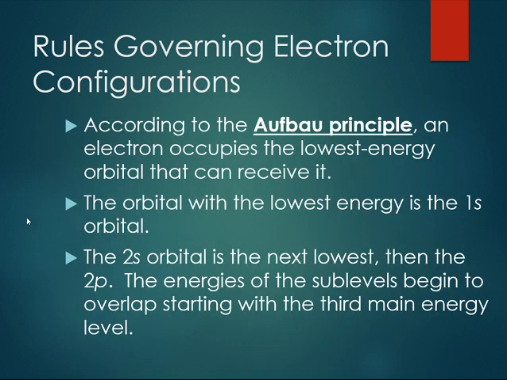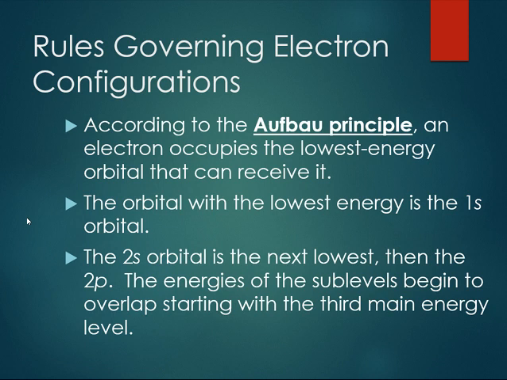Alright, so we're going to go over rules, and if you can remember this small number of rules, about 4, you're going to be able to do this just fine. The first rule is the Aufbau principle, and Aufbau is just German for building up, so don't be intimidated by that. That's not somebody's name. According to the Aufbau principle, an electron occupies the lowest energy orbital that can receive it.